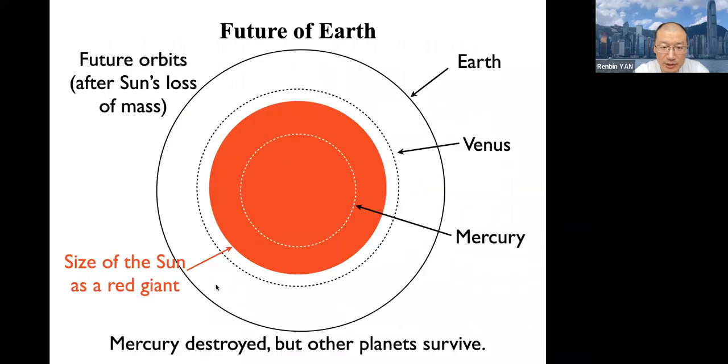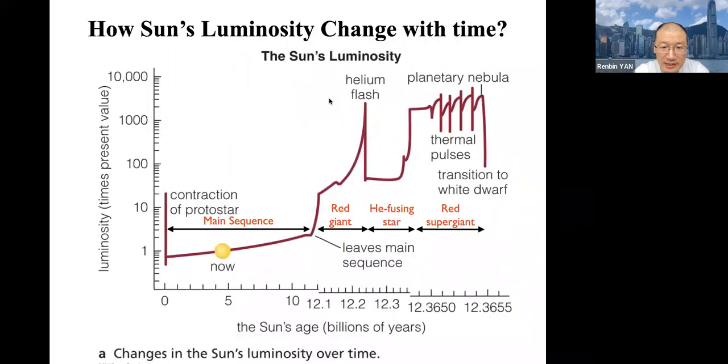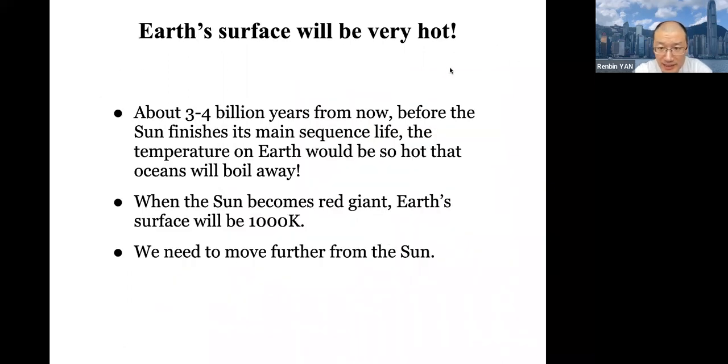And in this picture, this shows you luminosity. You can see at the end of the red giant phase, the luminosity will be about 3,000 times more luminous than today. Because of that high luminosity, it will cause the Earth's surface to be really, really hot.